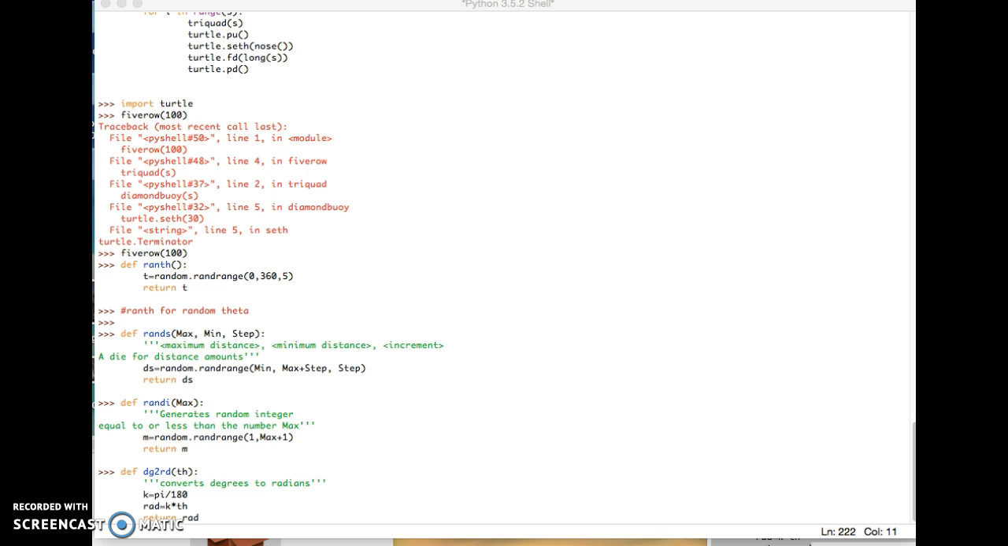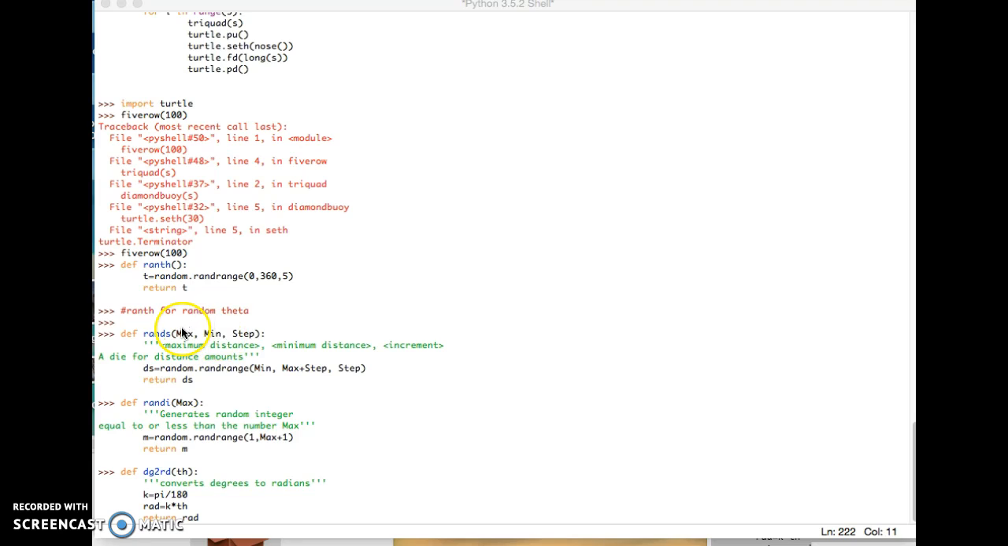Okay, now for another part of it. This is a disjointed and incomplete assignment, but besides the icosahedron that I just made, I was also able to make a random walk. So here's the helper function. First, we've got ranth, and ranth is for random theta, so it just generates a random degree, anywhere from 0 to 360 in increments of 5 degrees. And then rand ds, ds stands for distance or displacement, and the docstring explained this pretty well. It's a dice for distance amounts.